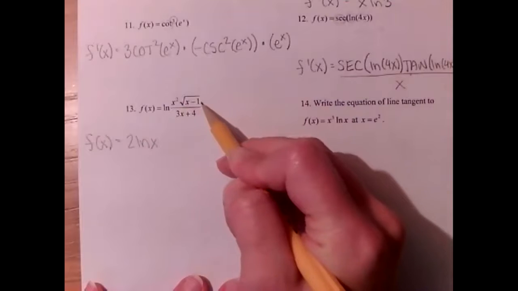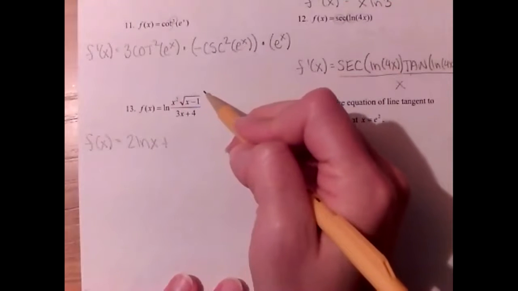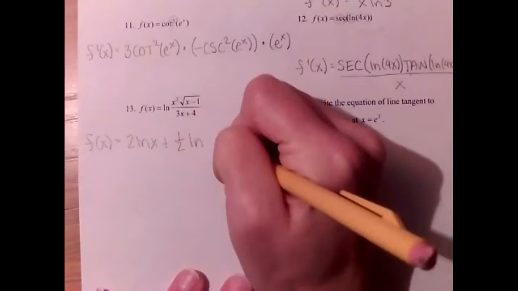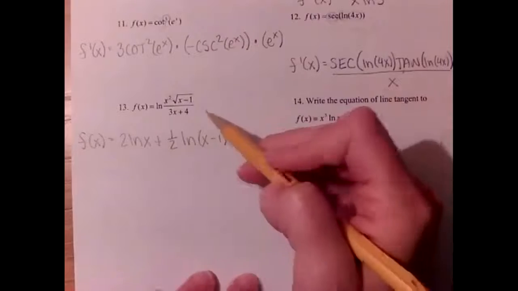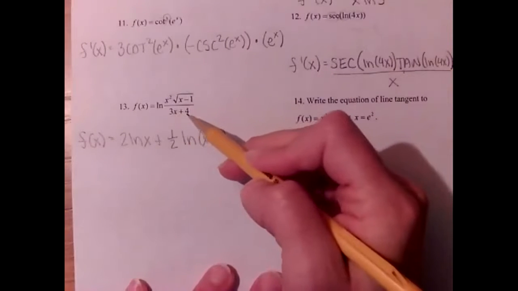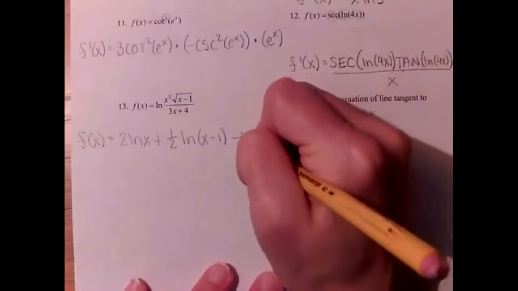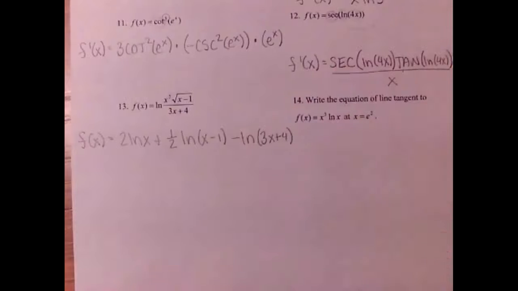And then for the square root, the power for a square root is a 1/2, and we're allowed to bring the power out front. So it will be 1/2 ln(x minus 1). And then the denominator doesn't have a power at all. It's just 3x plus 4. So we don't have to worry about bringing a power out front, but this will be negative since it's in the denominator. So minus ln(3x plus 4).